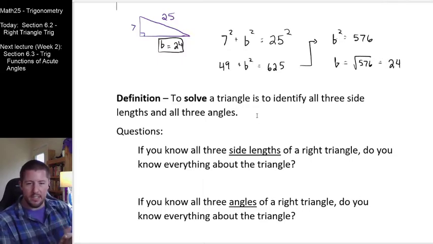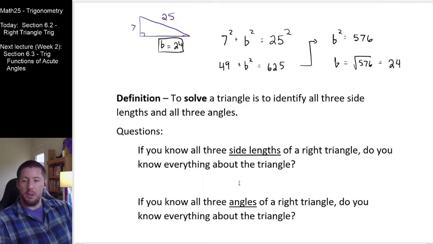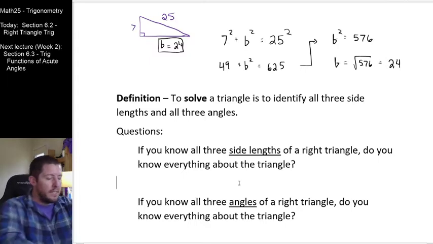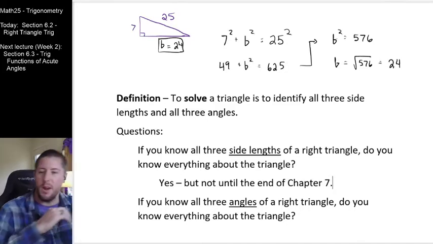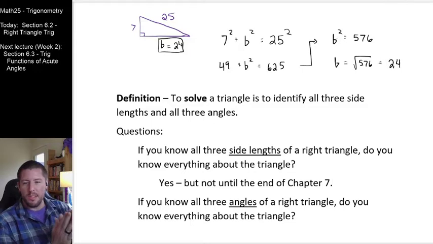And so the question that we should ask ourselves is this. If you know all three side lengths of a right triangle, do you know everything about that triangle? Is it possible for us to have solved the triangle completely? I'm going to give you a soft answer on this one right now. It's going to turn out that the answer to this is yes, but not until the end of chapter 7. This one's going to take us a while to get a couple more tools that we need. But what we are going to find in about a month from now is that, only knowing the side lengths, we can use those to determine what the angles must be within a triangle. So the answer to this is yes, but not yet. All right.